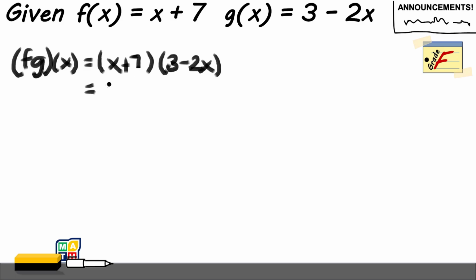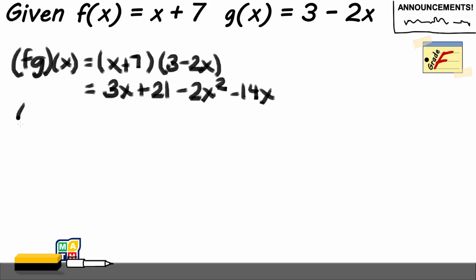You have x times 3, 3x. Inner, 7 times 3, you have positive 21. Outer, x times negative 2x, that's negative 2x squared. And finally, 7 times negative 2x, you'll have minus 14x.